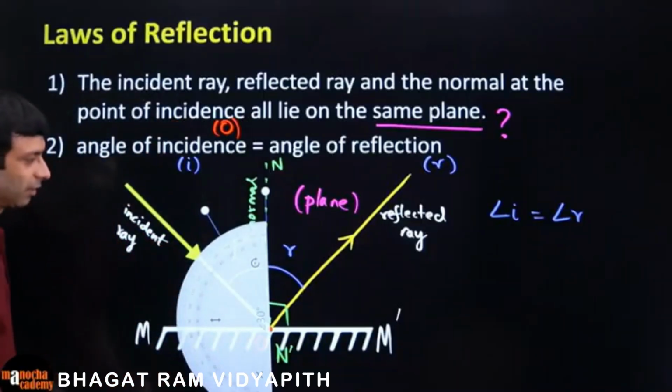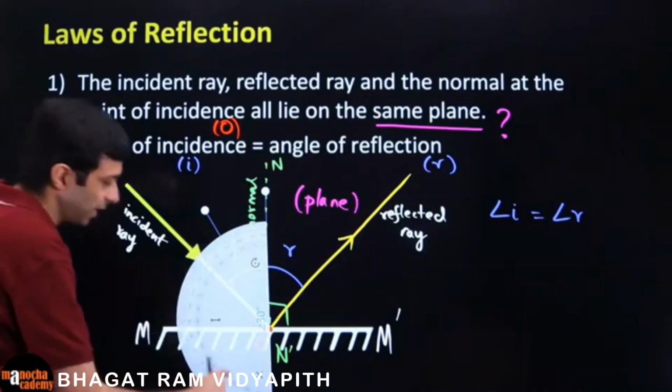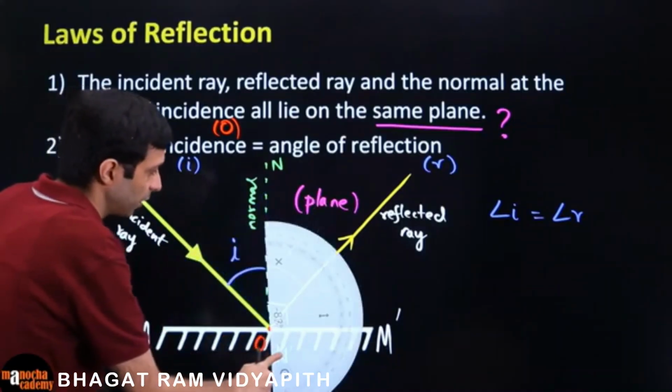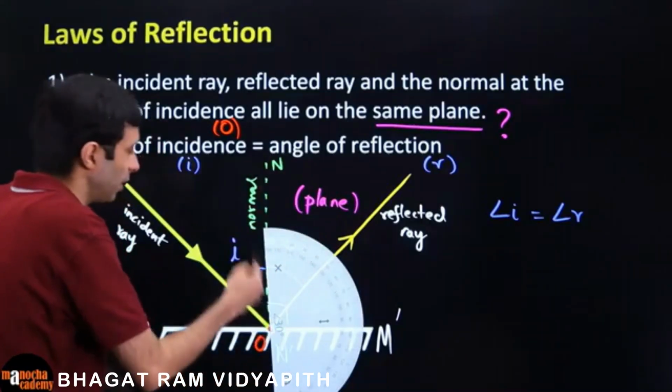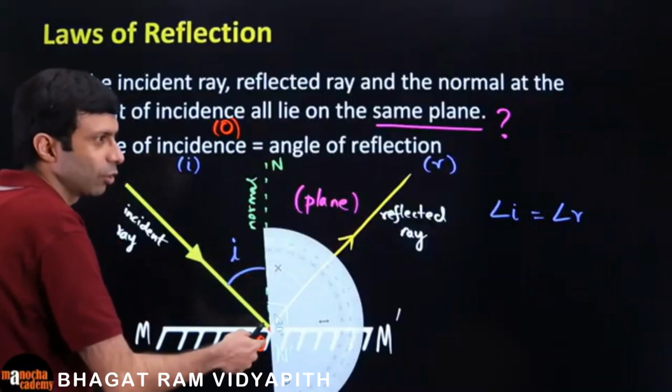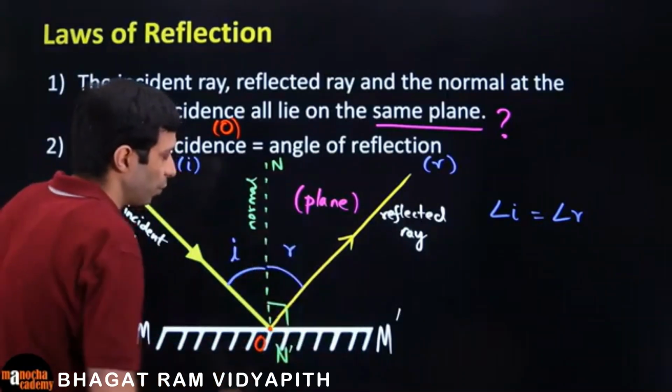Then when you measure this angle, this measure is going to be exactly equal to this measure here. Let's say it's 46 or 50 approximately. So if this is 50 degrees, this is also going to be 50 degrees. Clear? So you always have to measure the angles with the normal.